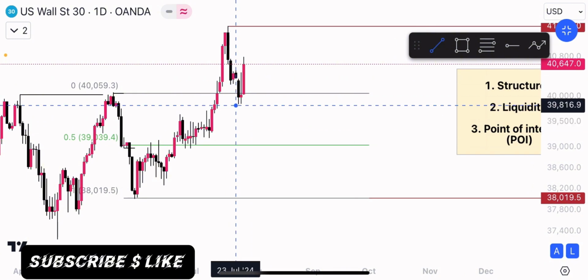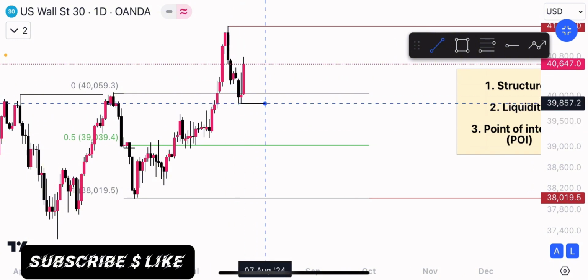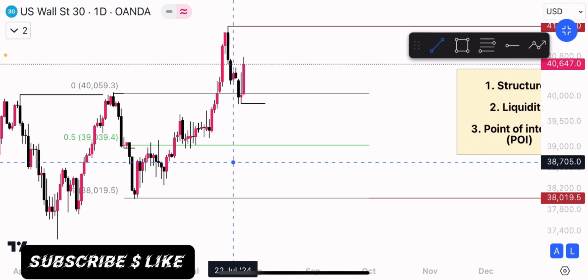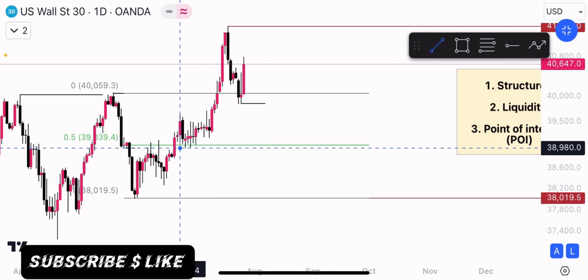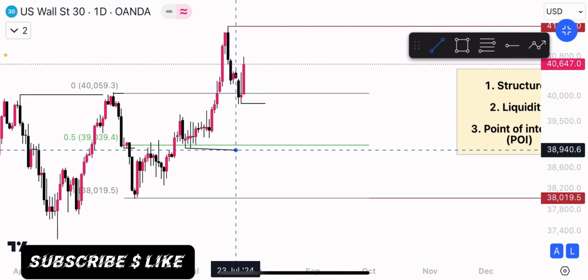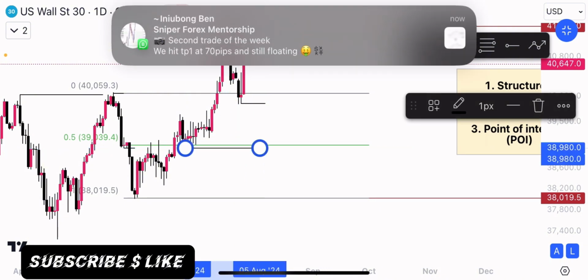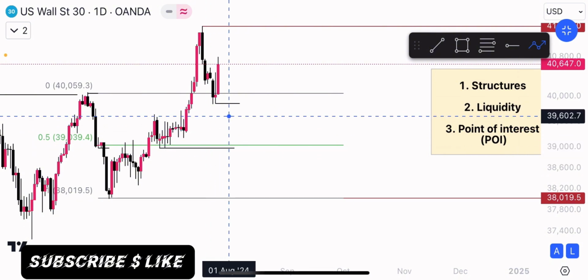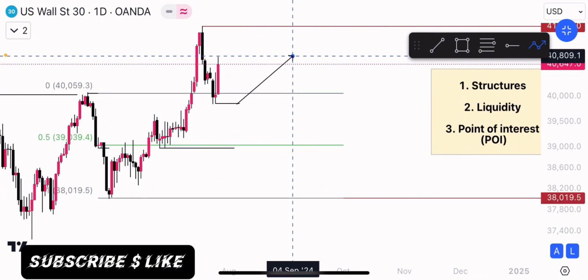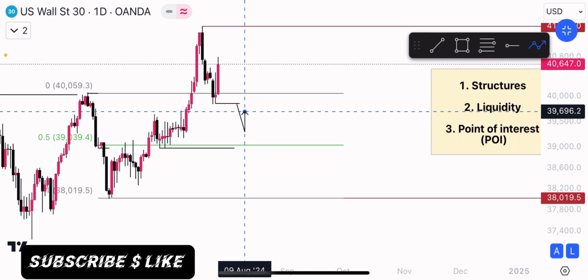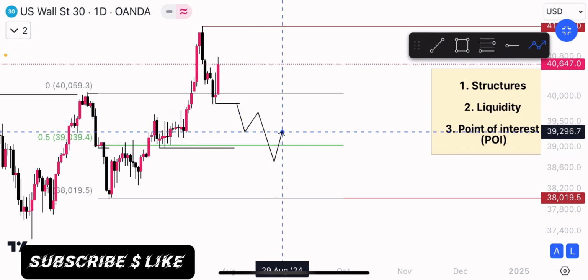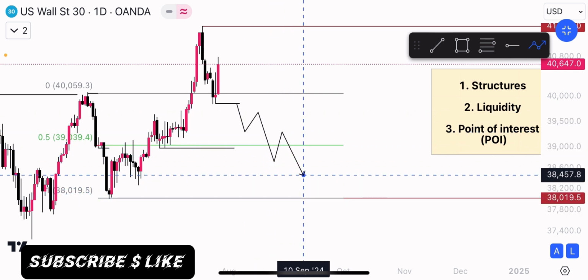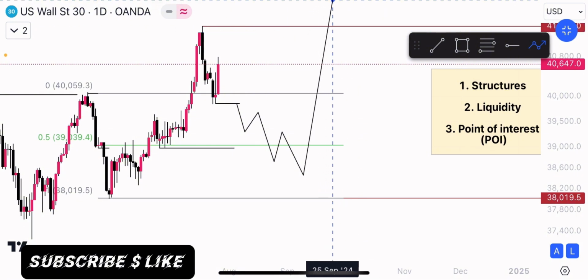Structural liquidity. This can be a structural liquidity for us, for price to take, because it has mitigated the 50%. So all these are the liquidities we're waiting for price to sweep once it comes to this level for us to take buys to the upside. It should just be forming structures like this, till it comes and mitigates, then pushes to the upside.